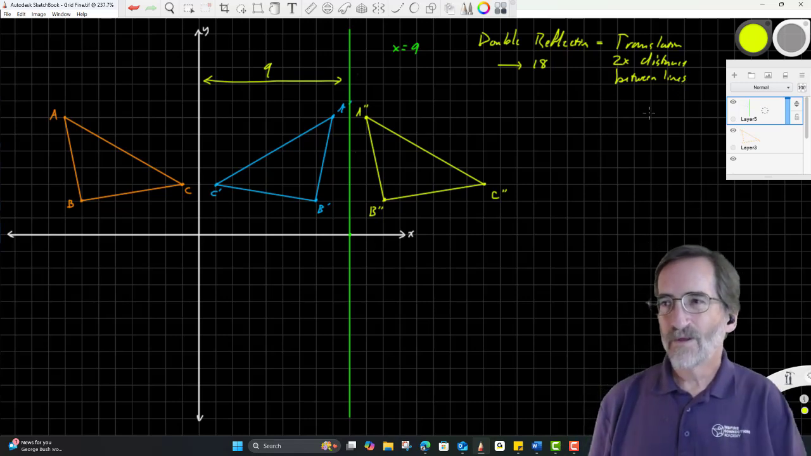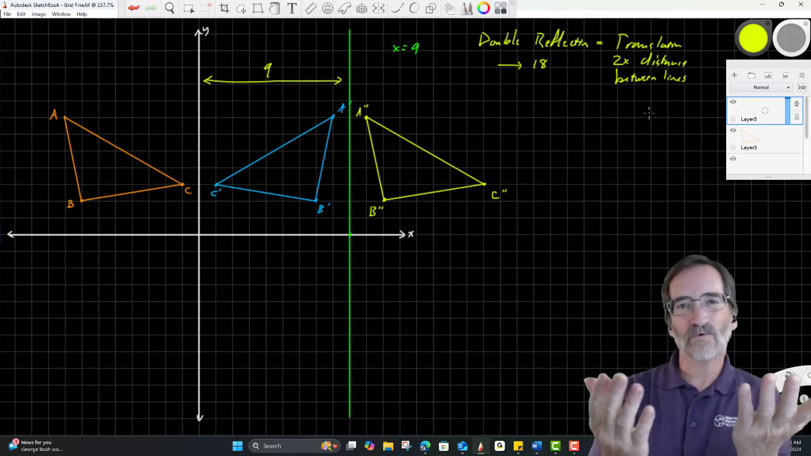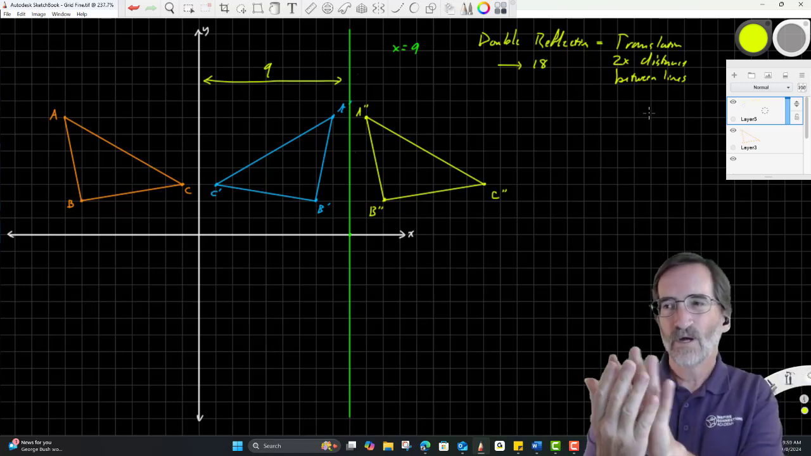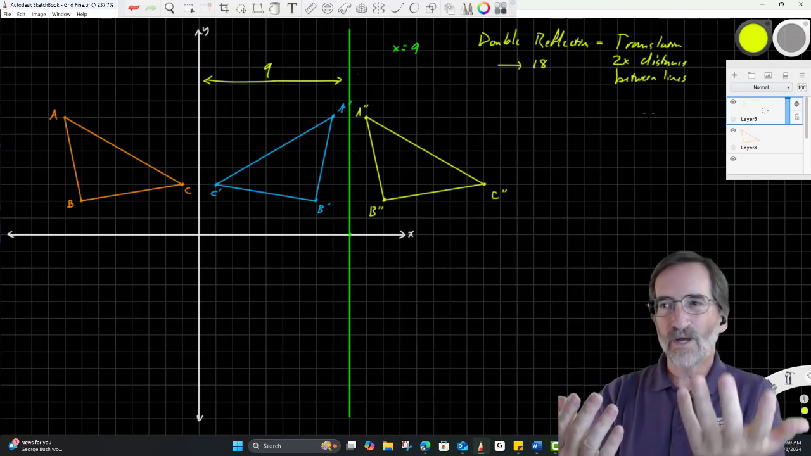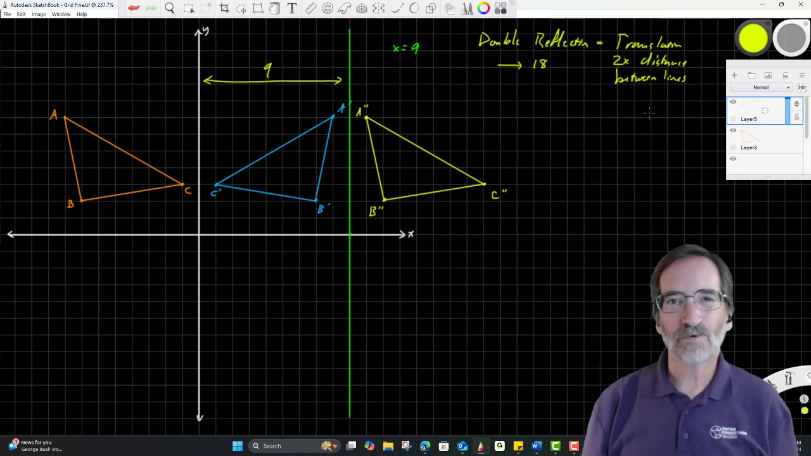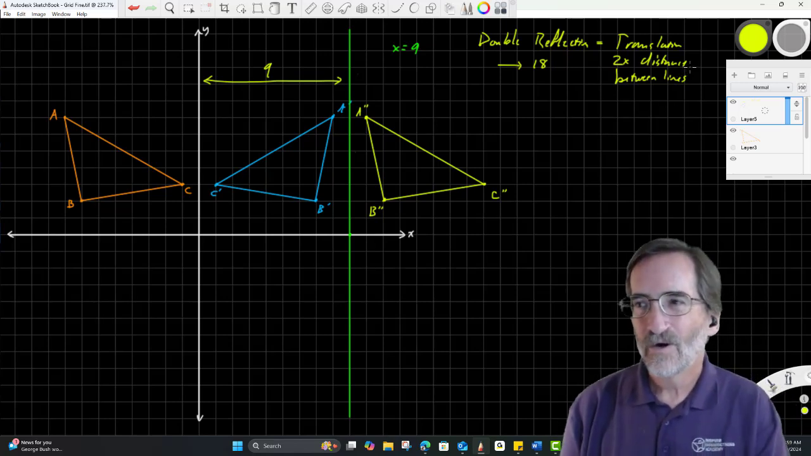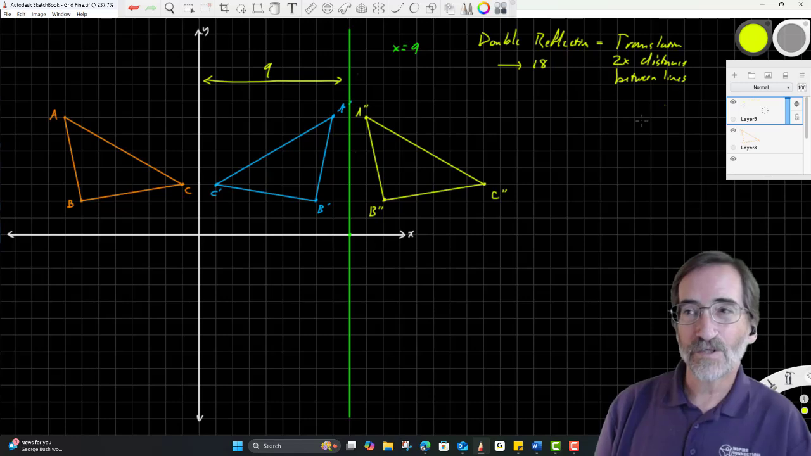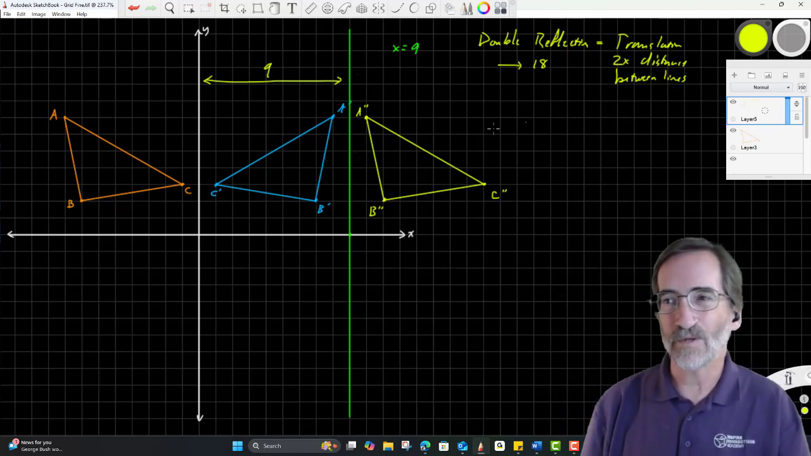Okay? And that makes some sense if you think about it. Almost think of it like paper folding. If you fold the orange onto the blue and then fold the blue onto the yellow, we have gone twice the distance between the lines in translating. So a double reflection over parallel lines is equal to a translation twice the distance between the lines.